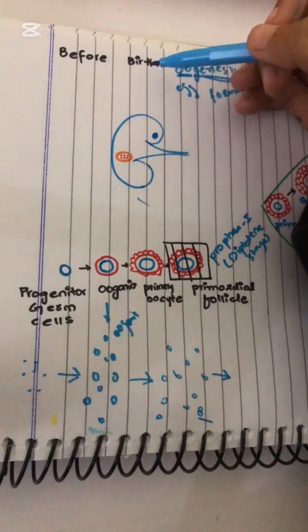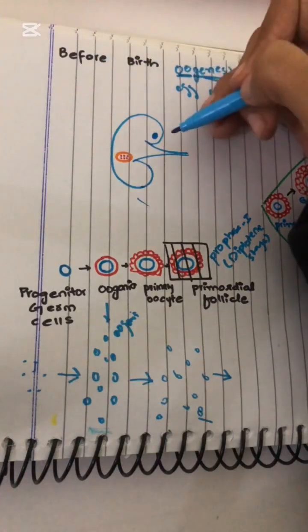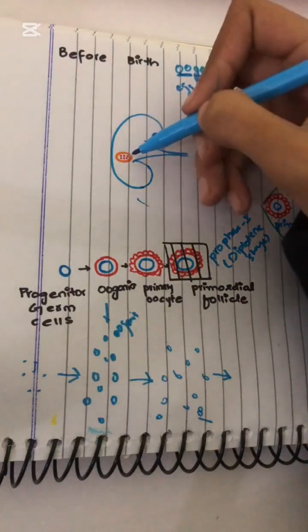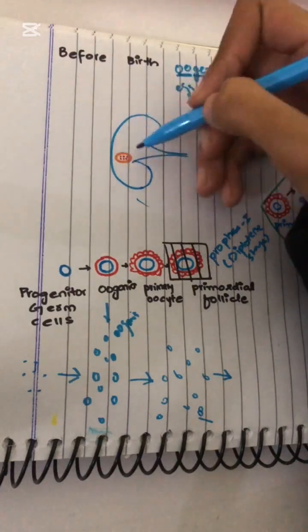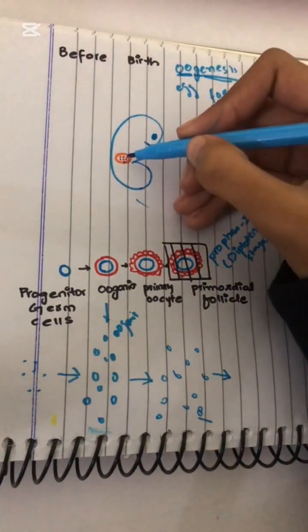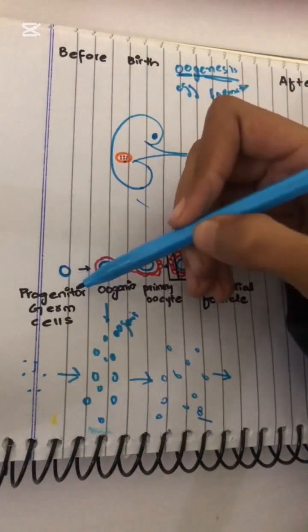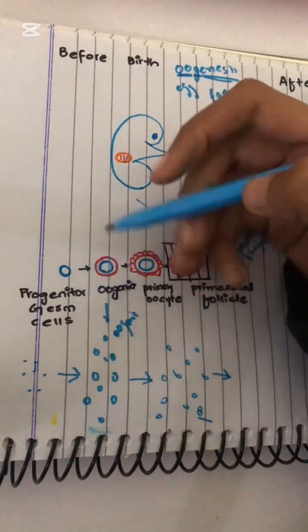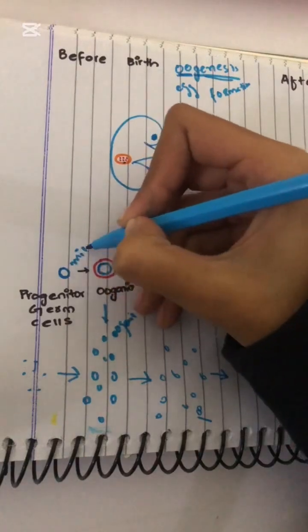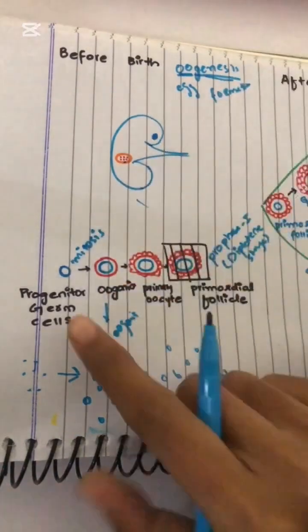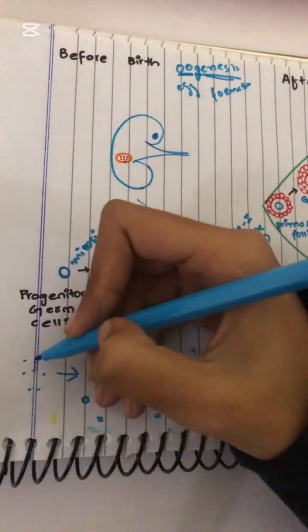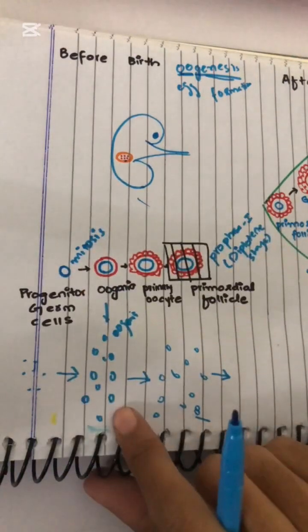It happens before birth, when the baby is in the mother's womb, the uterus. This diagram shows the ovaries. There are certain cells in the ovaries called progenitor germ cells. These progenitor germ cells divide mitotically, by mitosis, to form oogonia.